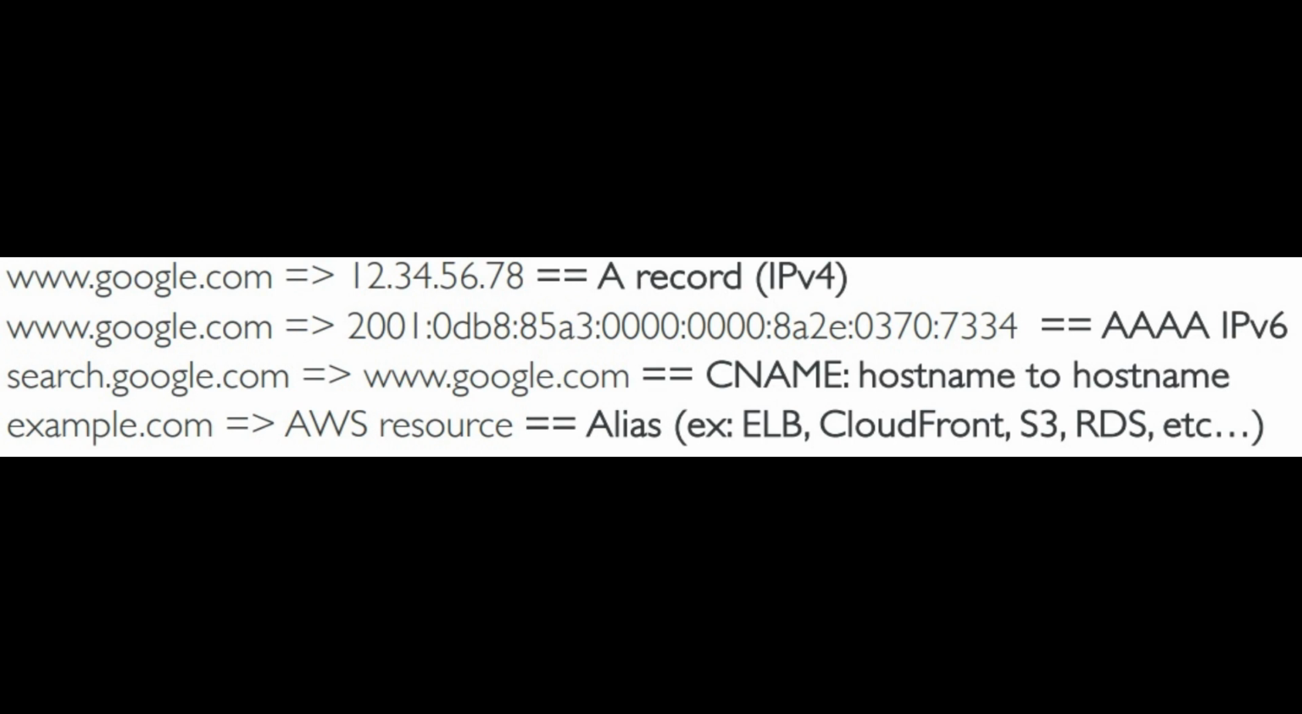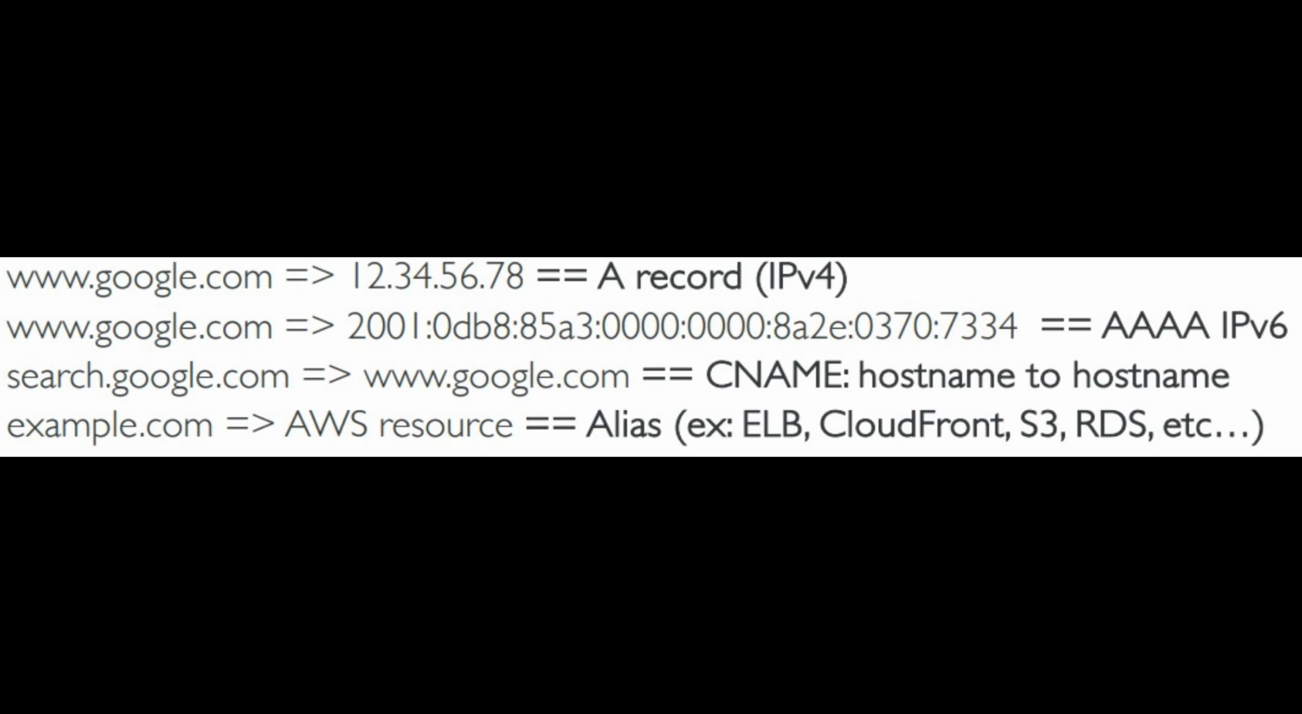Next is the quadruple A record for IPv6 addresses. Similar to the A record, but it points to an IPv6 address, like www.google.com, directing to 2001:0db8:85a3:0000:0000:8a2e:0370:7334. This is increasingly important as the world shifts towards IPv6.